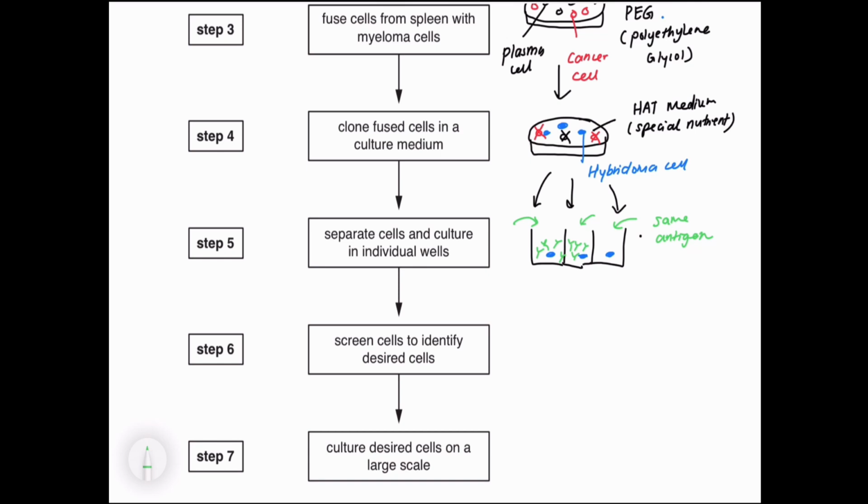So after you have identified the specific hybridoma cells, the desired hybridoma cells will be extracted, purified, and cultured on a large scale using a fermenter. And all the cells will be clones and producing the same monoclonal antibody. And this antibody will be purified and is used for diagnosis purposes or treatment purposes.